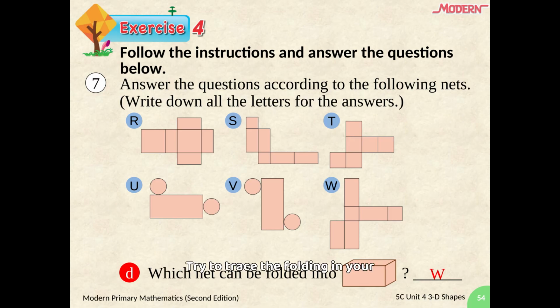Try to trace the folding in your mind. Imagine which square becomes the top and which becomes the bottom. It's like a mental workout for your spatial reasoning muscles.